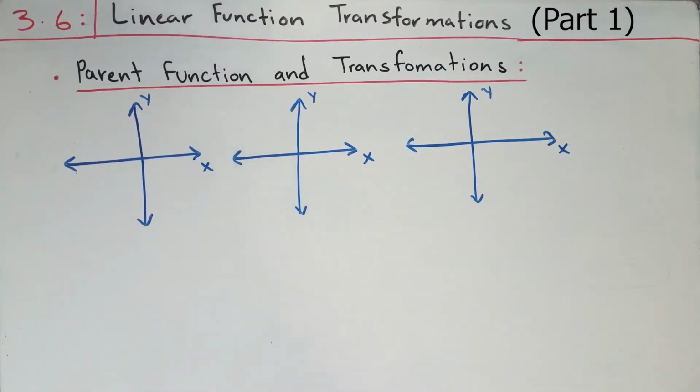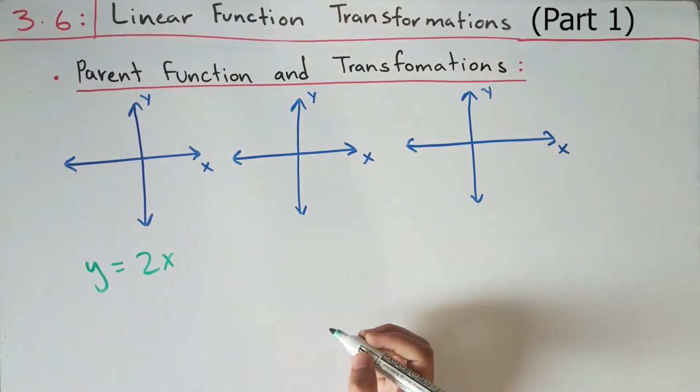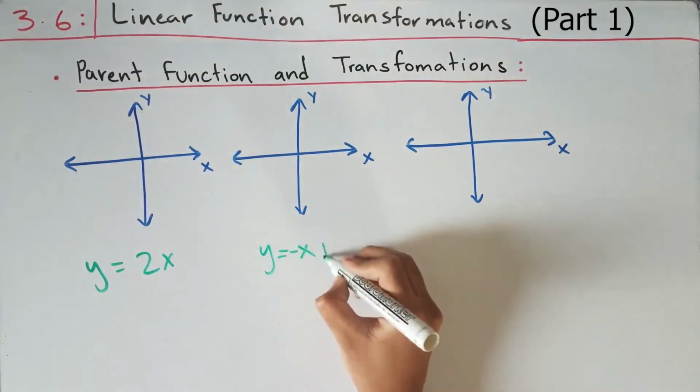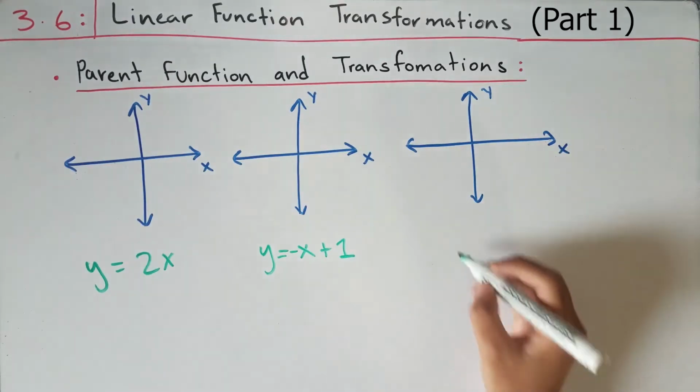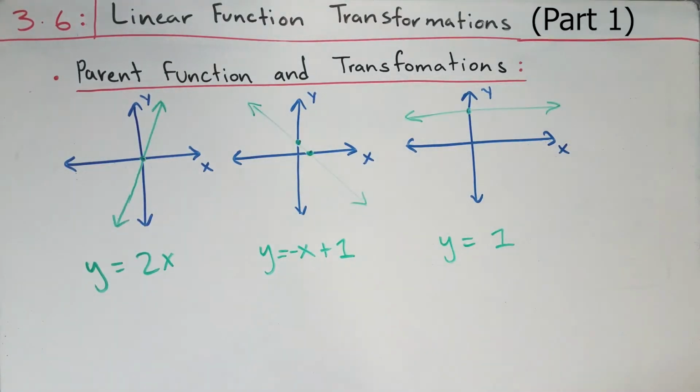You could come up with a linear function where y is defined as 2x. You could also come up with y equals negative x plus 1, or you could come up with y equals 1. And if we graph these functions, you get different types of lines with different orientation or slope.